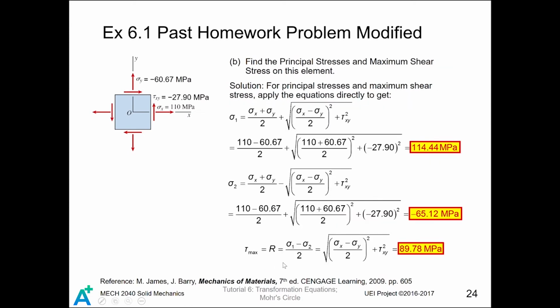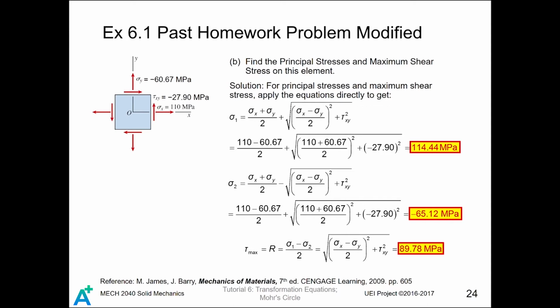Next, you are going to find the principal stresses and maximum shear stress on this element. Now you have already got tau xy as well as sigma y. So what you do is just substitute everything into the equation. Then you can find the principal stresses. The principal stresses are 114.44 MPa and minus 65.12 MPa.